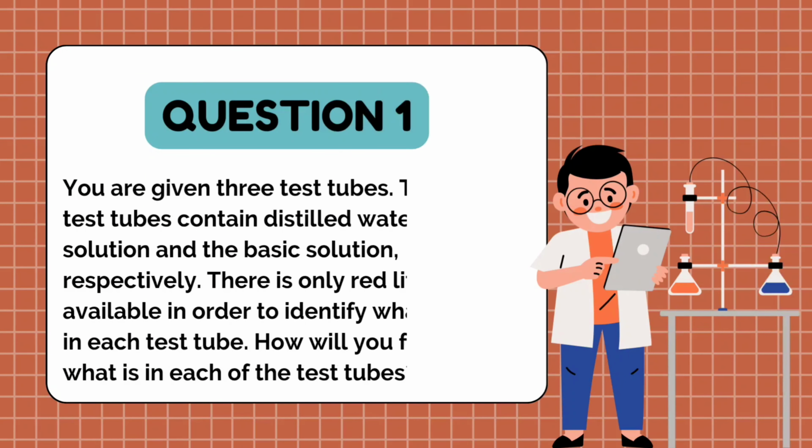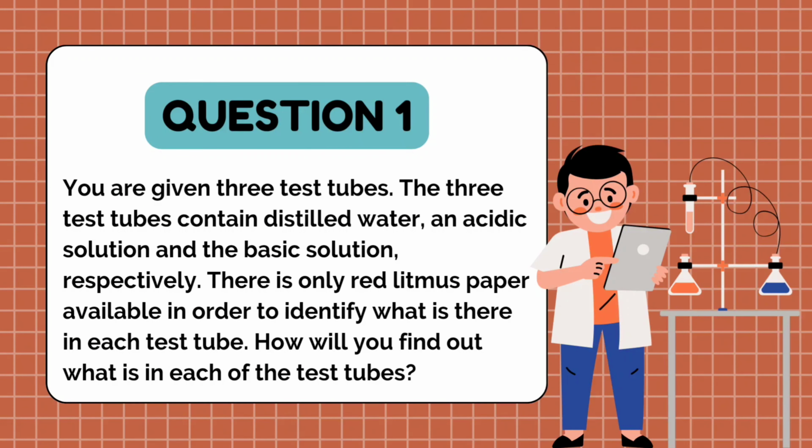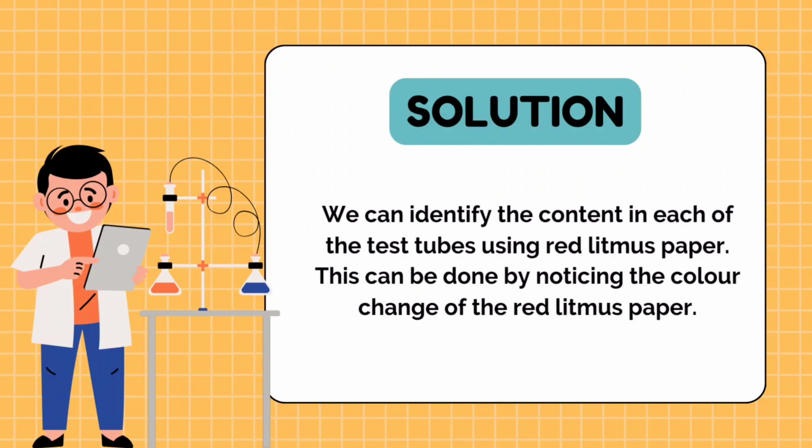Question 1. You are given 3 test tubes. The 3 test tubes contain distilled water, an acidic solution and a basic solution, respectively. There is only red litmus paper available. How will you find out what is in each of the test tubes? Solution. We can identify the content in each of the test tubes using red litmus paper.